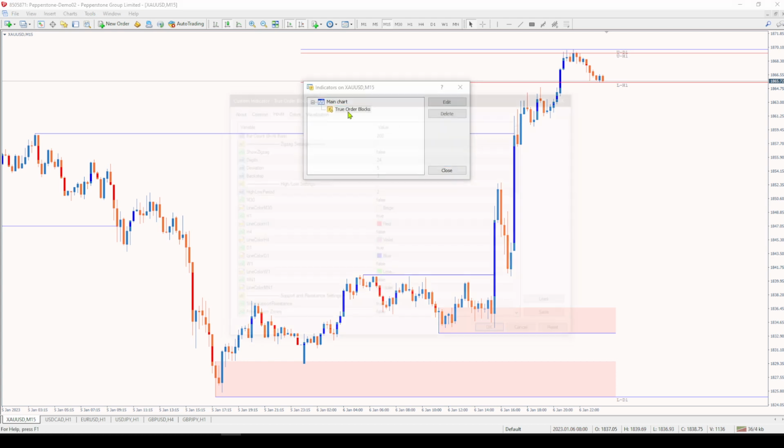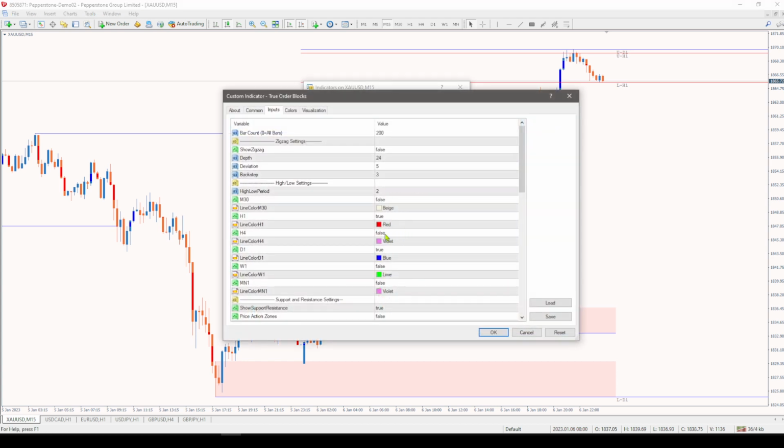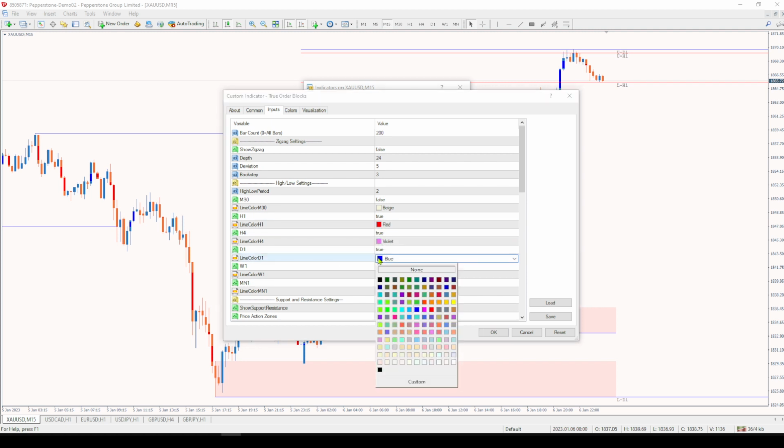Go to the indicator list and make it false, because let's change the color, make it red.